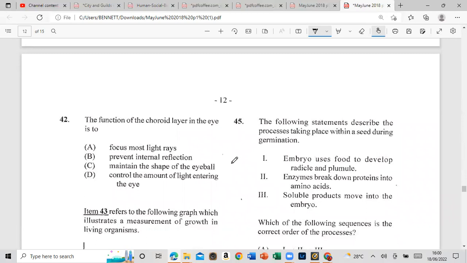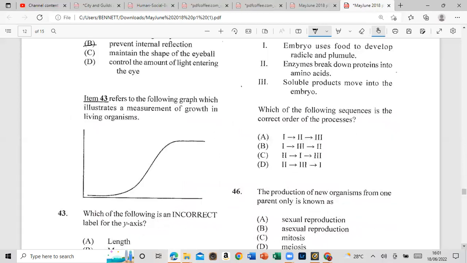42. The function of the choroid layer in the eye is to A, focus most light rays, B, prevent internal reflection, C, maintain the shape of the eyeball, or D, control the amount of light entering the eye. It can't be this, and it's not four. Can't be A either. So it's between B or C, maintain the shape of the eye. And that is neither. Prevent the internal reflection. All right, let's move on to 43.